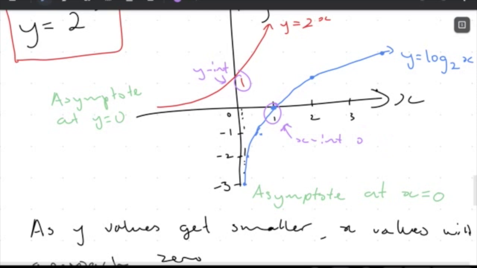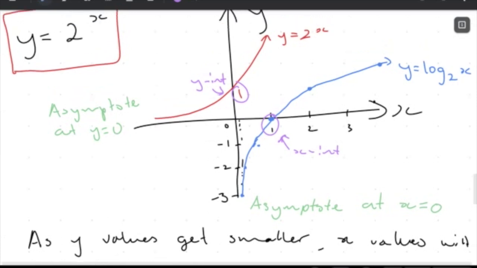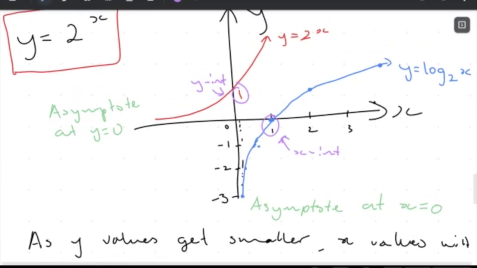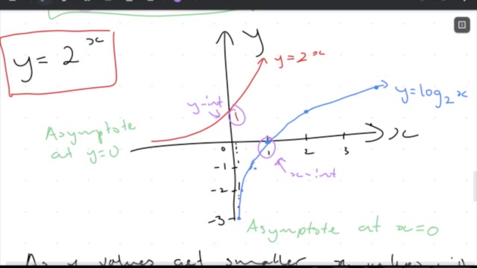Actually, let's just leave it like that. So I have an x-intercept at 1, whereas on my exponential graph I had a y-intercept at 1. So we can notice a few things. There is a kind of opposite relationship happening between this graph and the one that we're more familiar with, y equals an exponential, 2 to the power of x, that we did in a previous series.